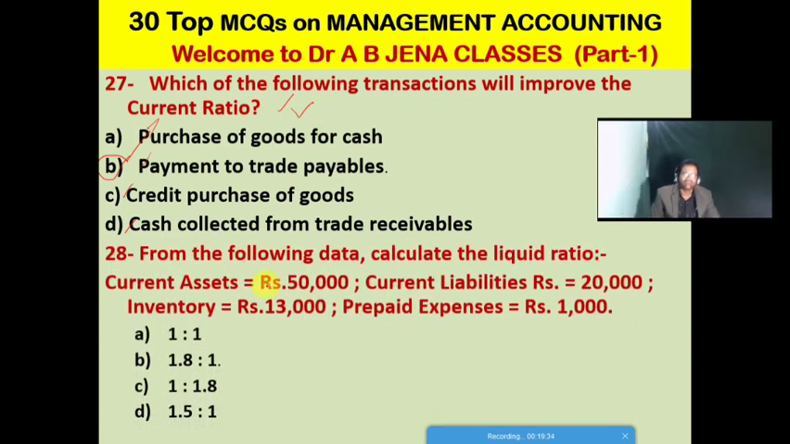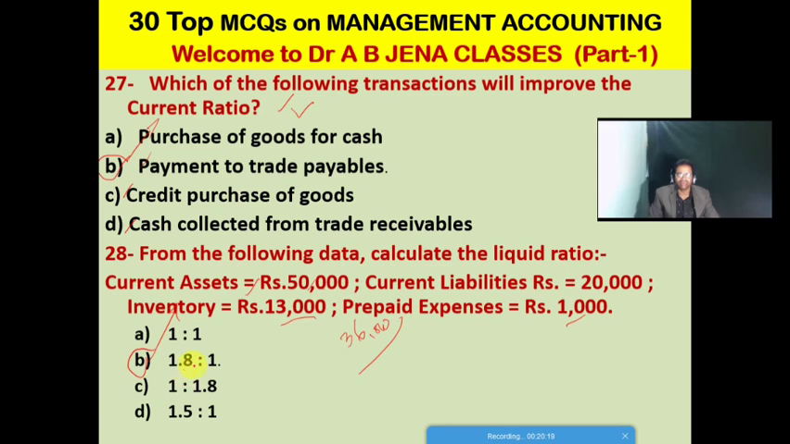Next MCQ: from the following data, calculate the liquidity ratio if current assets are rupees 50,000, current liabilities are rupees 20,000, inventory is rupees 13,000 and prepaid expenses are 1,000. Here the liquidity ratio is calculated as liquid assets divided by current liabilities. What is the total liquid assets? From the 50,000 current assets, inventory and prepaid expenses, that is 14,000, will be deducted, and the remainder is 30,000, divided by 20,000. So B is the right option.